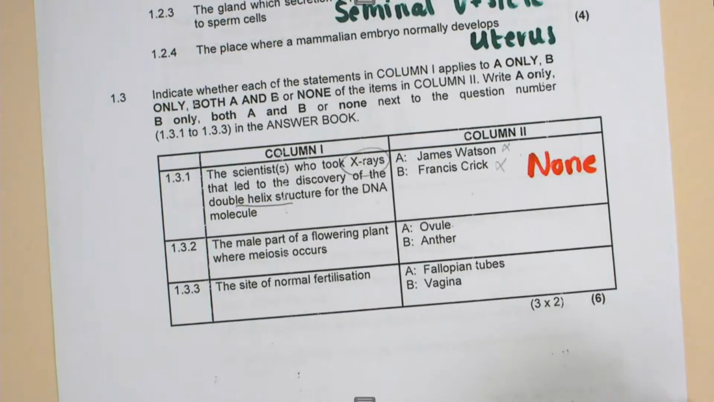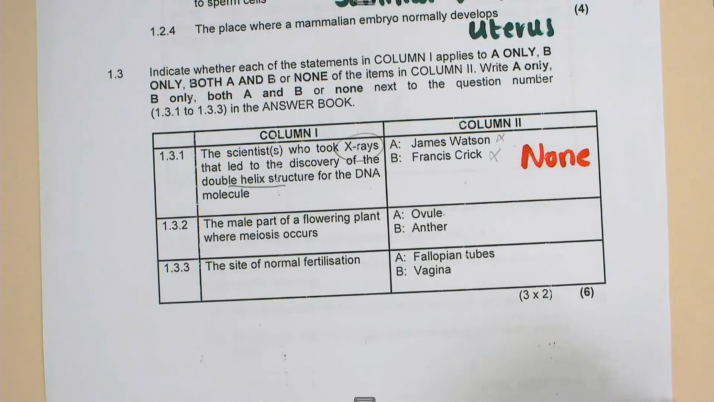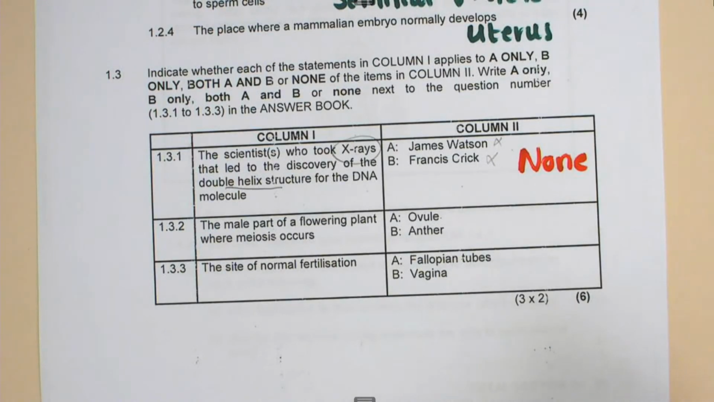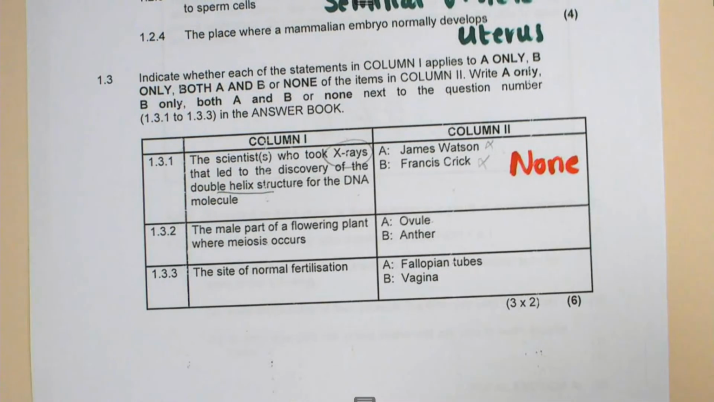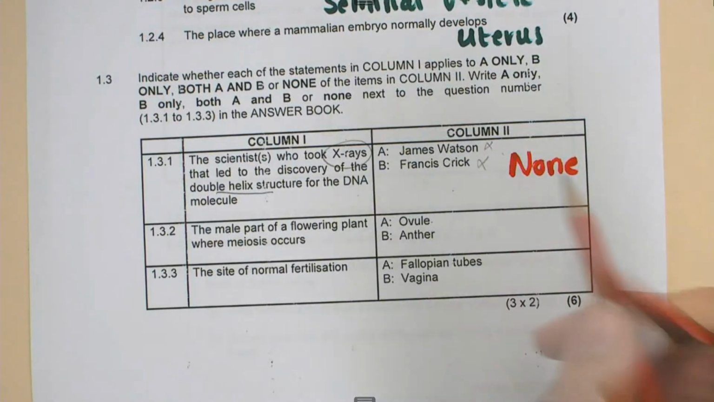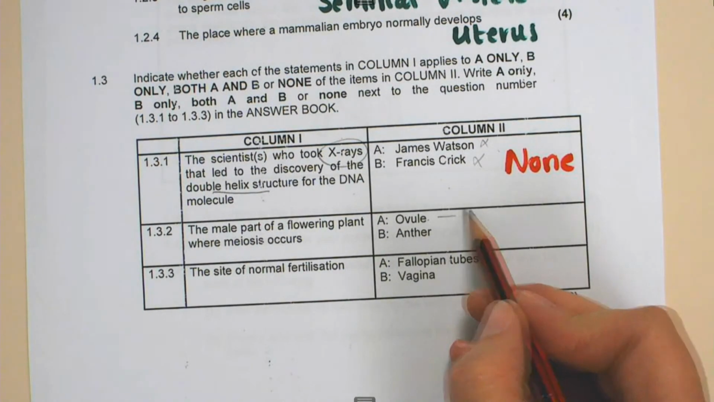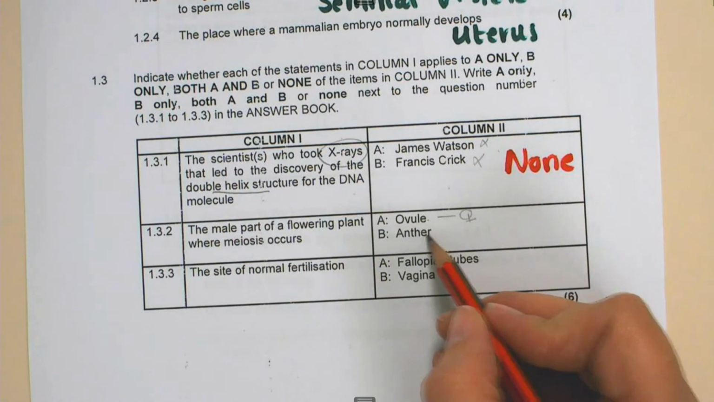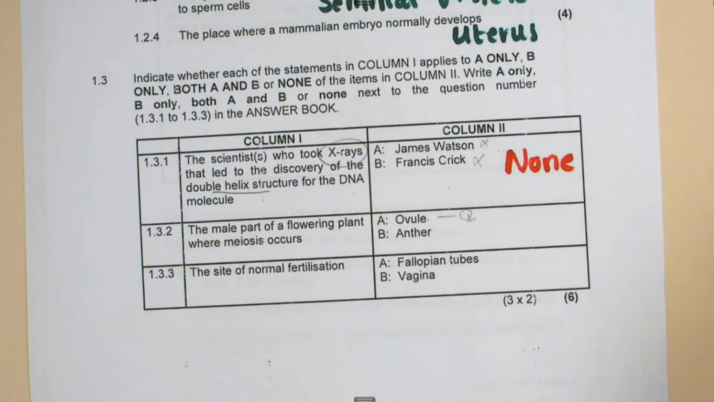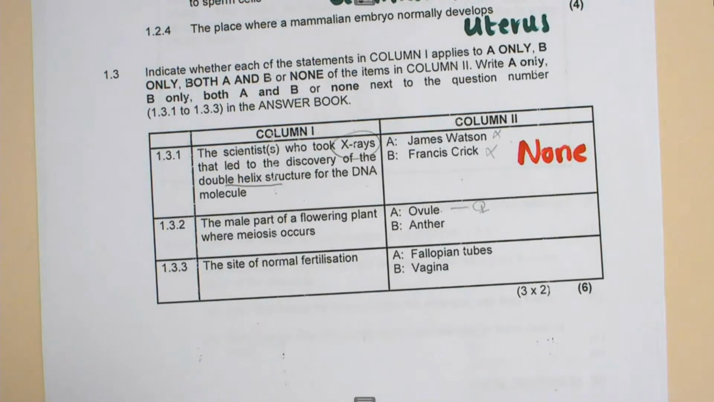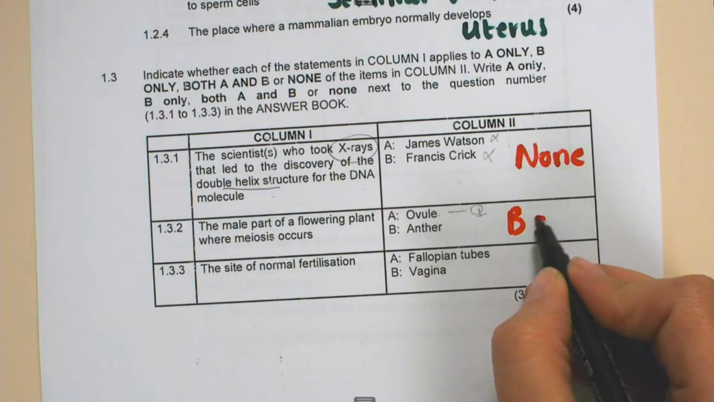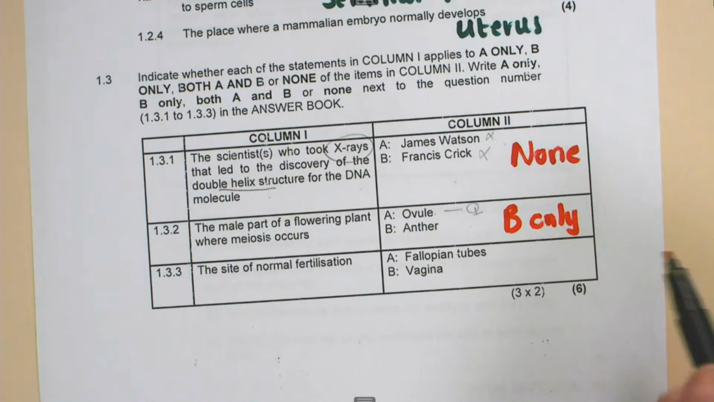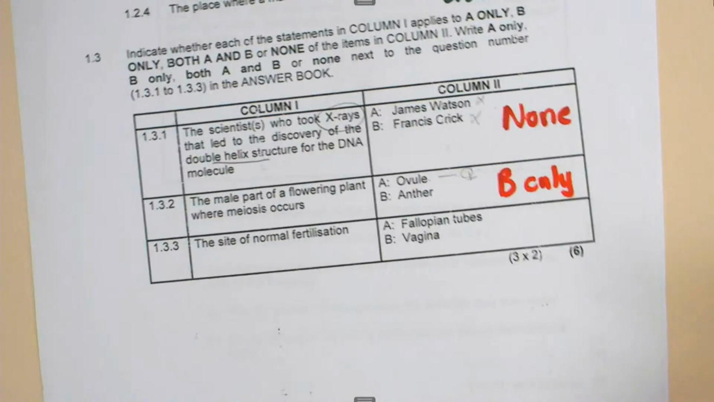To 1.3.2, the male part of a flowering plant where meiosis occurs. The first one, the ovule, is in the female part of the plant, and the anther will be the male part of the plant, leading us to B only as the correct answer, because A is from the female part of the plant.